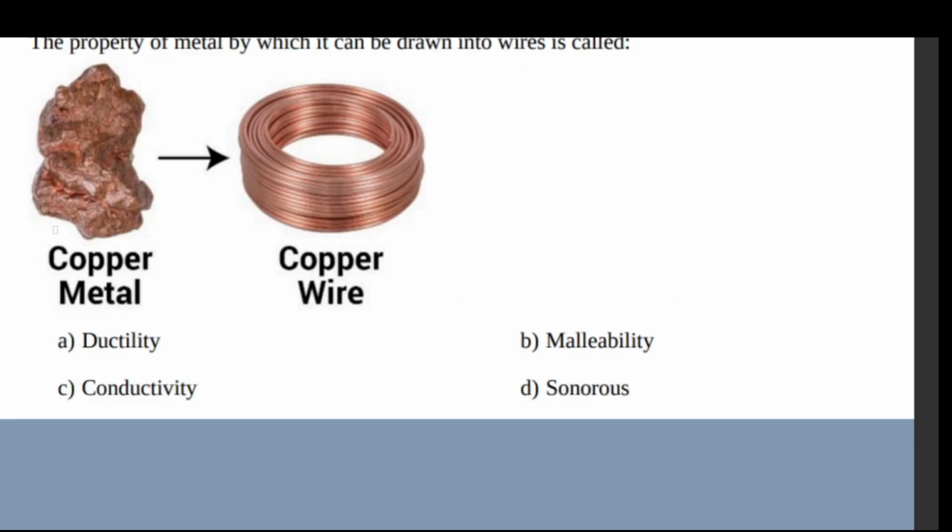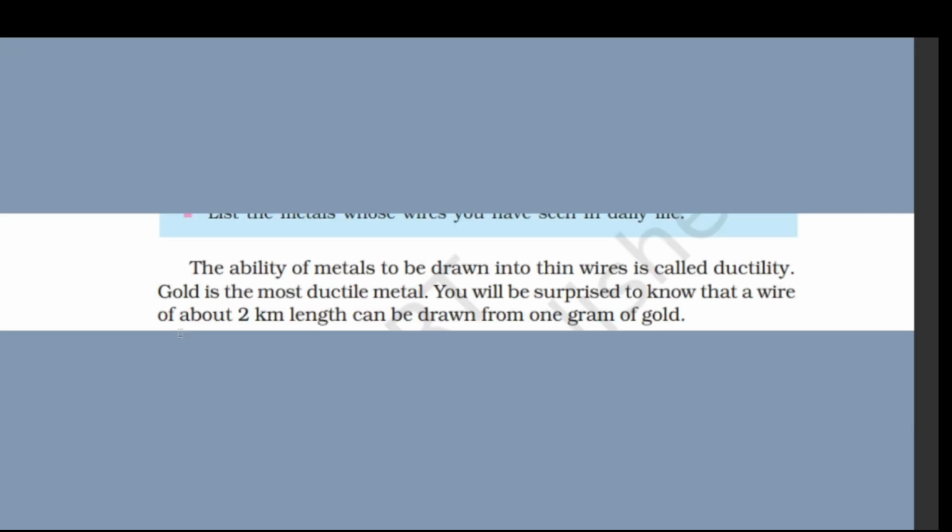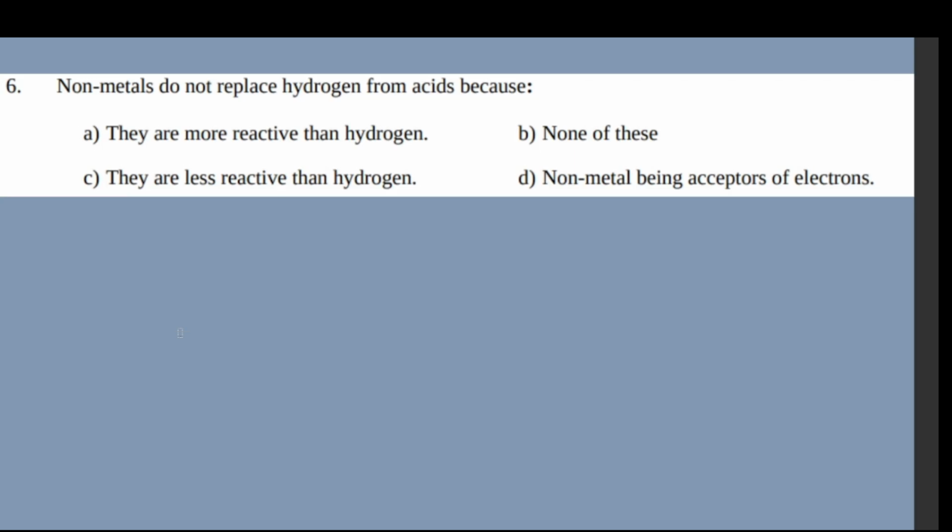Next, the property of metals by which they can be drawn into wire. This is from chapter 3, Metals and Non-metals, and the answer is ductility. It is also given that the ability of metals to be drawn into thin wires is called ductility.